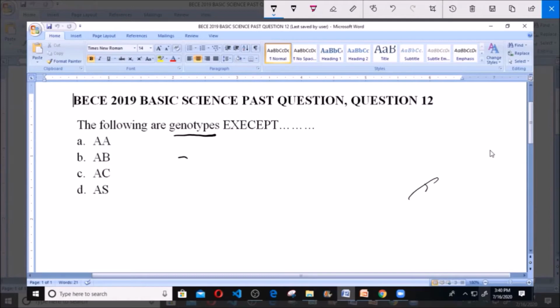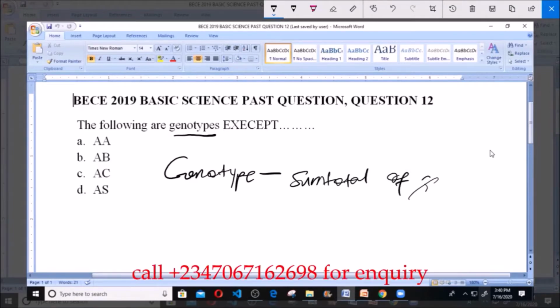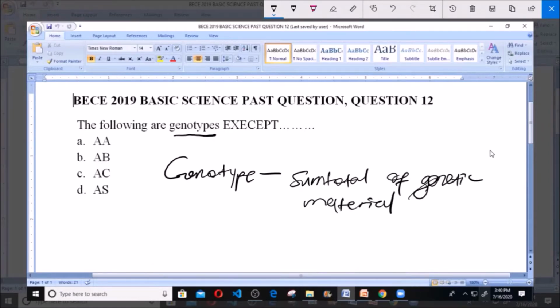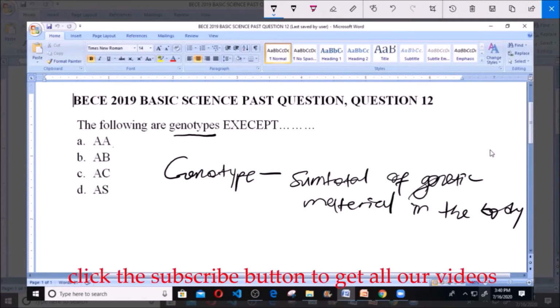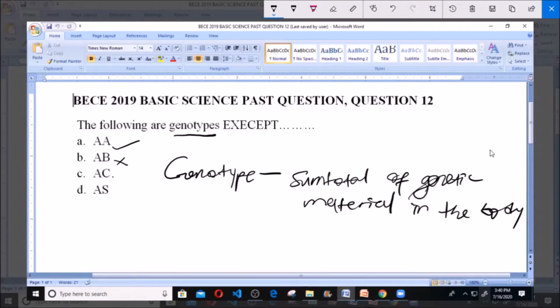And what is genotype? Genotype simply means the sum total of genetic material in the body. So the sum total of genetic material in the body is known as genotype, and these genotypes are expressed in various ways. Now A here says AA, and AA is actually a genotype. Then AB is not a genotype. AB is a blood group, a type of blood group. AC here is a genotype, and AS here is a genotype.